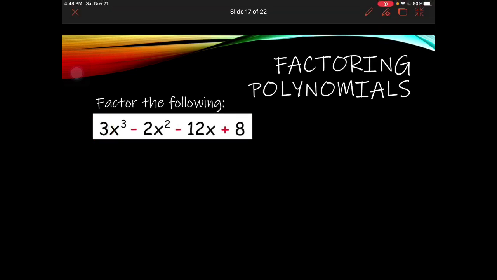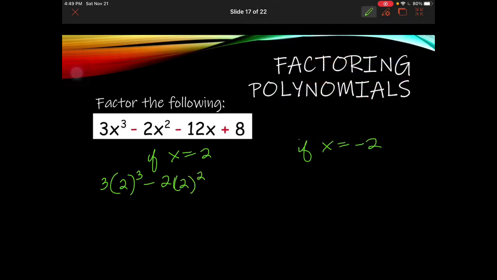Next slide natin. Alright. So, itetest po natin si if x is equal to 2 and if x is equal to negative 2. Alright. So, magsasubstitute lang po tayo. 3 times 2 cubed minus 2 square minus 12 times 2 plus 8. And then, same thing here. Babaguhin lang natin yung kanyang sign. Negative 2. 12 times negative 2. And then, plus 8. Okay.